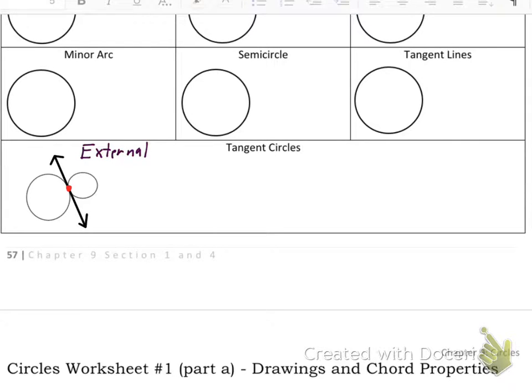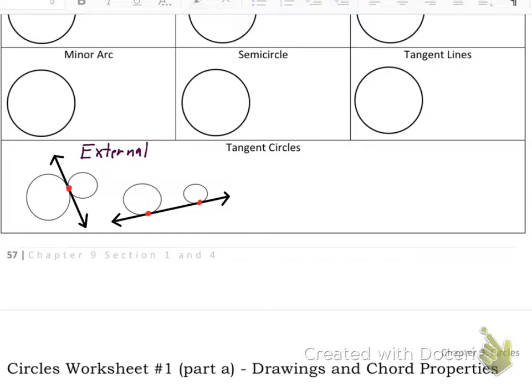The other external one is when they're not even touching. If we just have 2 circles out in space, I can draw a line that hits both of them like that. That is our external with 2 circles. And it could be on top as well.